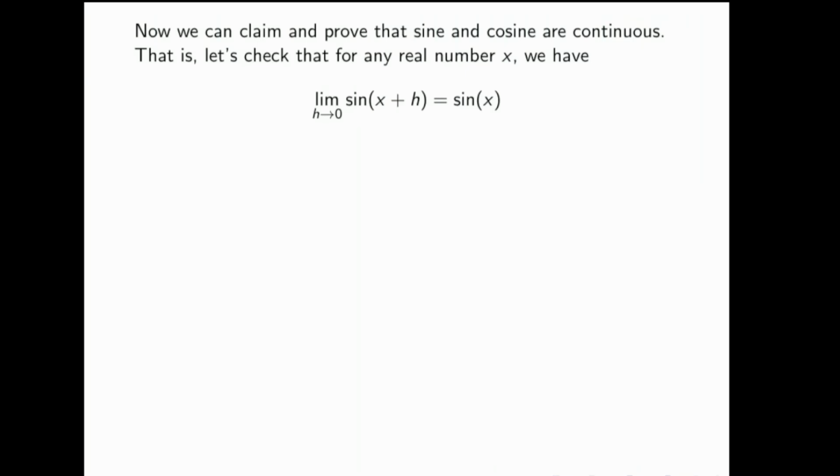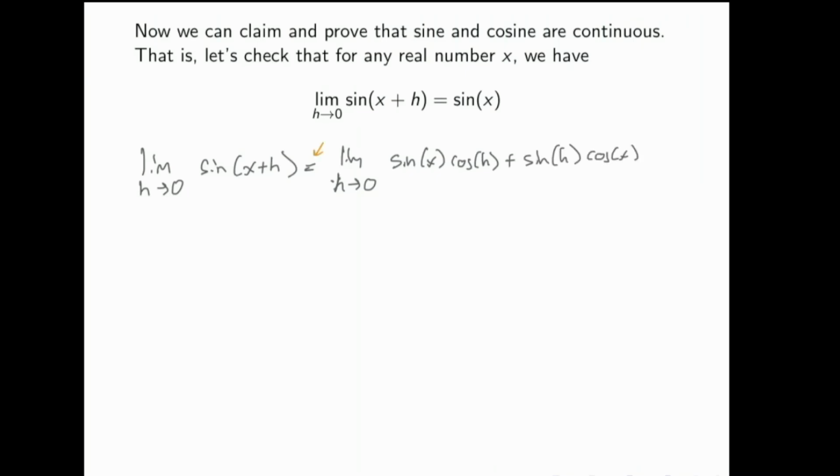Okay, so I really just want to check that the limit as h goes to 0 of sine of x plus h is just sine of x for any x. Let's verify that. So the limit as h goes to 0 of sine of x plus h. Well, now I have a compound angle in my sine, so I can use my compound angle formula. So that's going to be sine of x cosine of h plus sine of h cosine of x. That's my compound angle formula for sine.